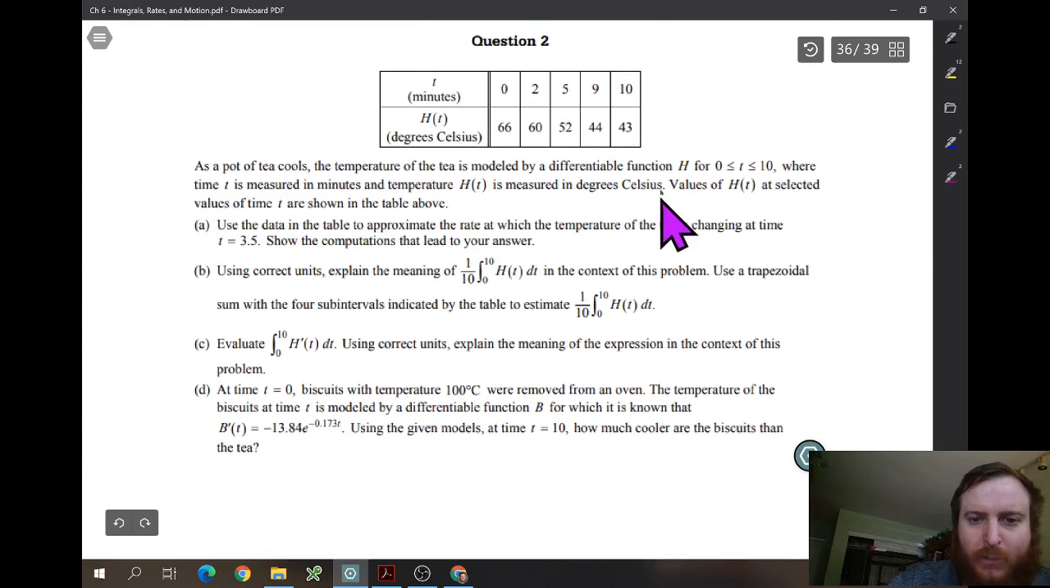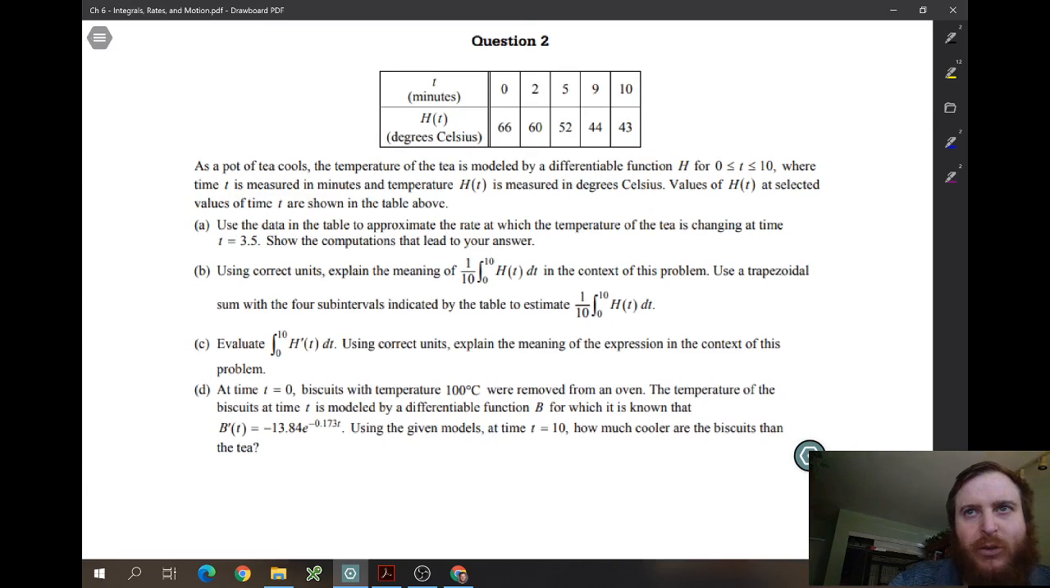Okay, next one, another table question. And for this one, I'm really only going to go over D. I did give you guys the answer keys for A, B, and C. A is really easy. A is f of b minus f of a over b minus a. B, we've done a lot.